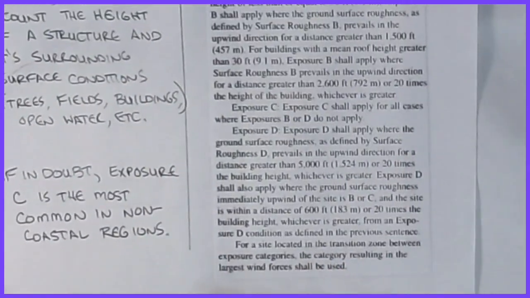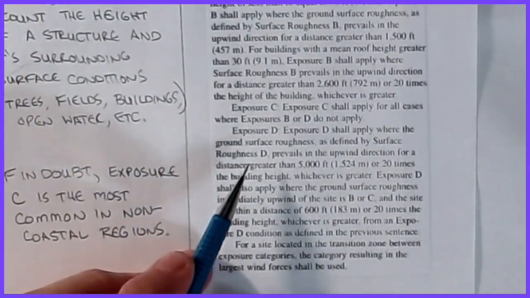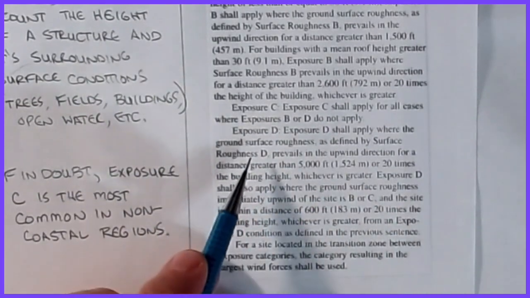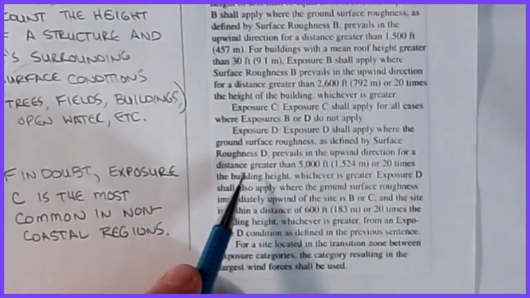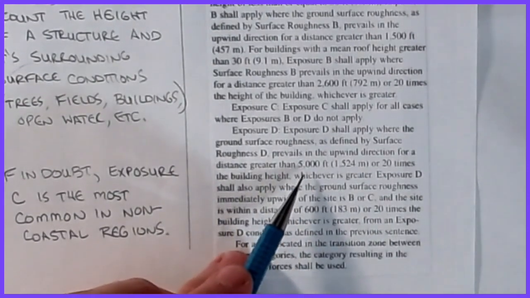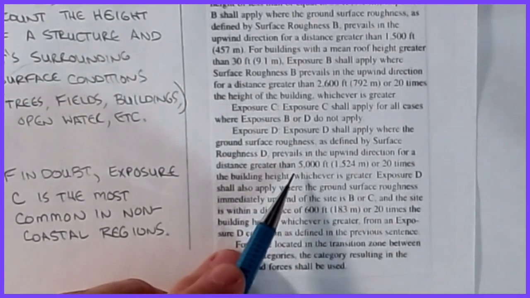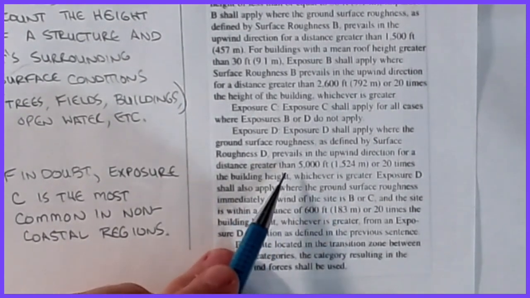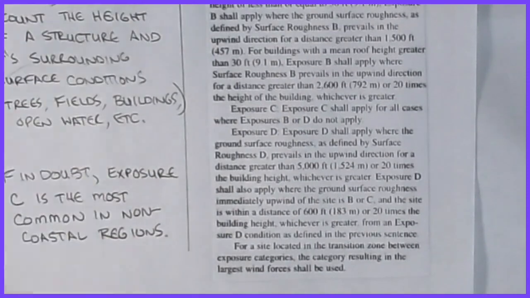Okay, the last one then is exposure D, and this is the most severe. Exposure D shall apply where the ground surface roughness defined by surface roughness D prevails in the upwind direction for a distance greater than 5,000 feet. So this is basically a mile in the upwind, and typically it pertains to wind. So a mile of clear, undisturbed land. Again, that could be over an open field.